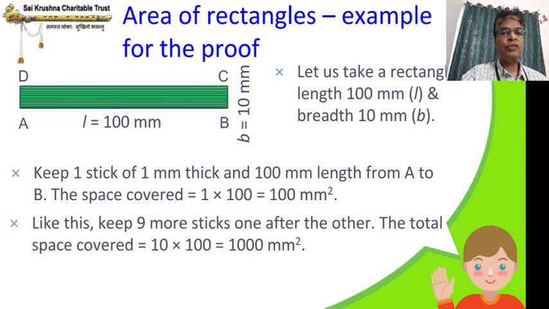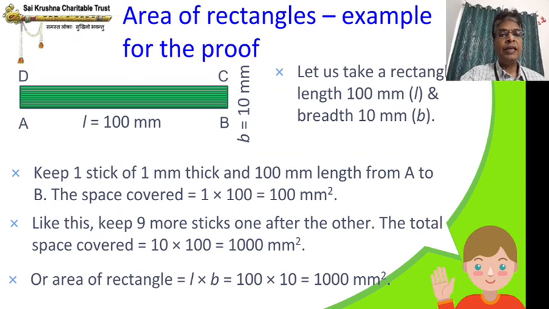You can see the rectangle is fully covered with green lines. So the entire area is fully occupied by how many sticks? 10 sticks. What is the space covered by one stick? 100 mm square. The space covered by 10 sticks is 1000 mm square. Therefore, area of rectangle equal to L into B equal to 100 into 10, 1000 millimeter square.